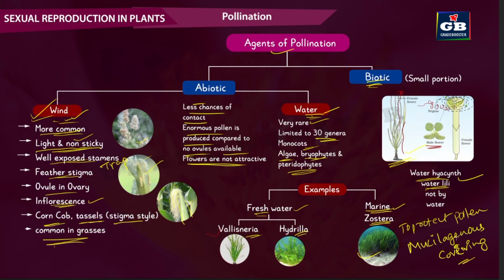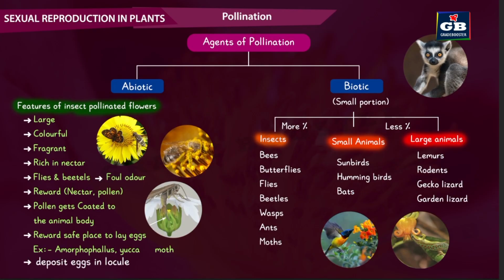So in the cases where the pollen grains travel inside the water, the pollination takes place inside the water. But in case of Vallisneria, it takes place on the surface of the water. So this is about the abiotic agents of pollination. Next we learn about the biotic agents of pollination. So now let us look at the biotic agents of pollination.